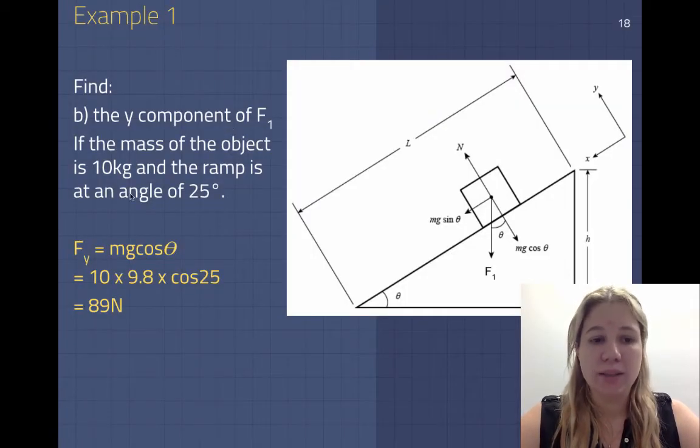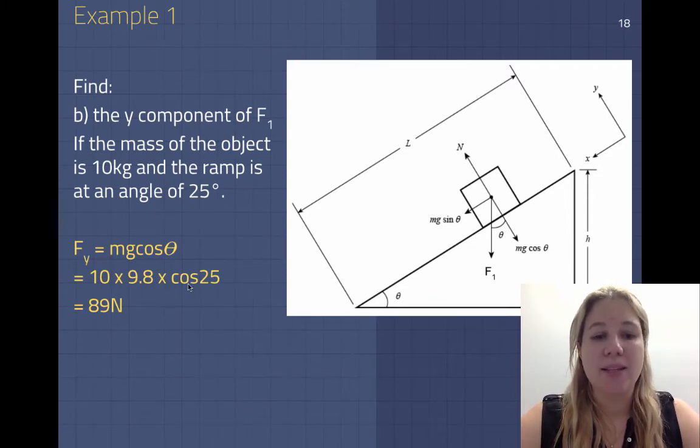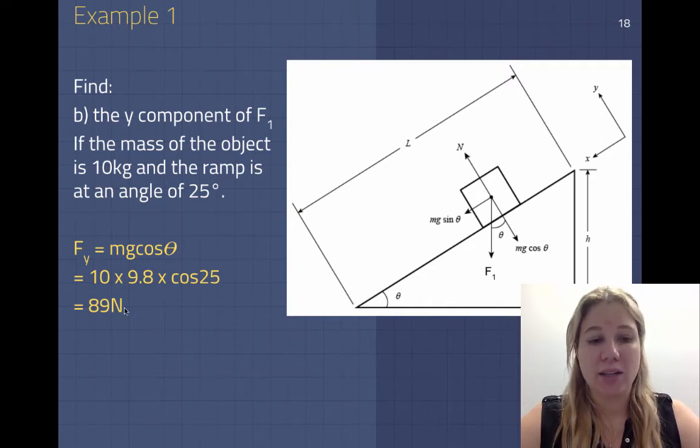For the y component, the mass is the same, so still 10, gravity is the same, 9.8, but this time you're using cos of the angle, so cos of 25 degrees, and you'll end up with 89 newtons, correct to two significant figures.